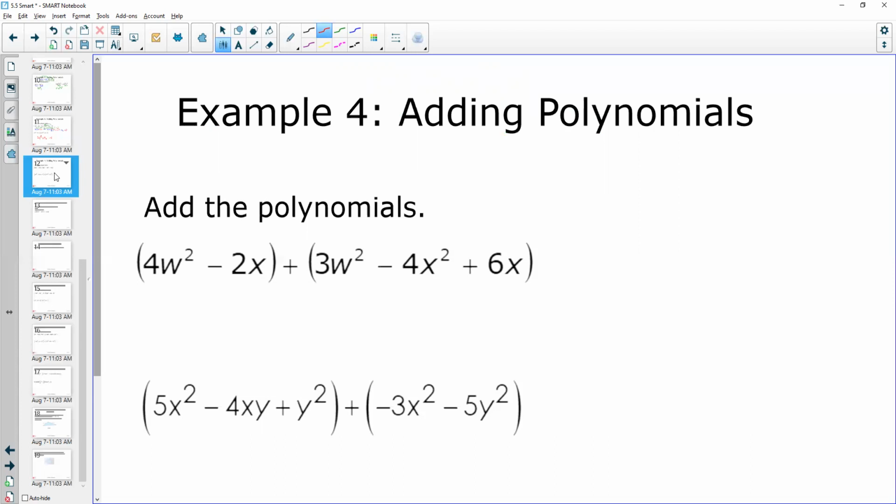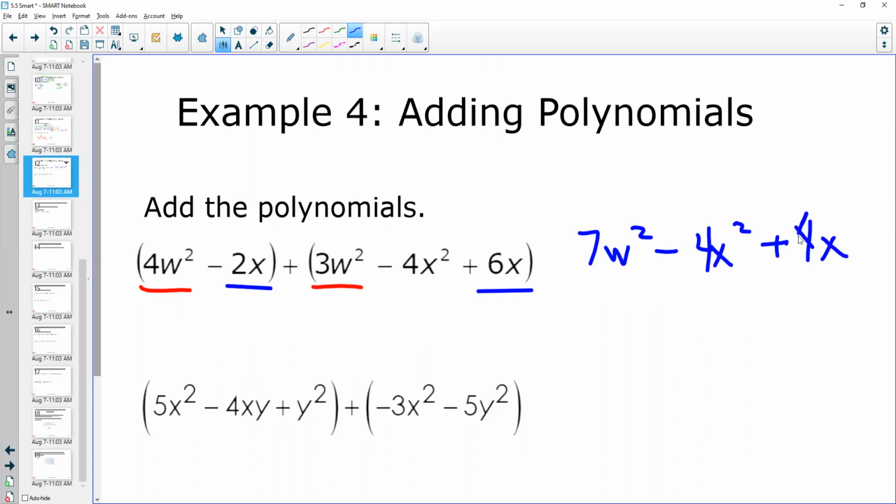For the first one, let's see. I'm going to match up the w squareds. I'm going to match up the x's. Okay, so I'm going to get 7w squared minus 4x squared, that guy didn't have any partners, plus 4x.